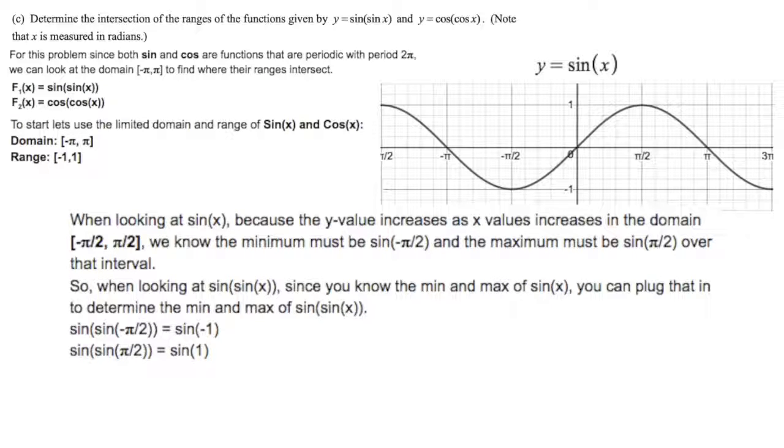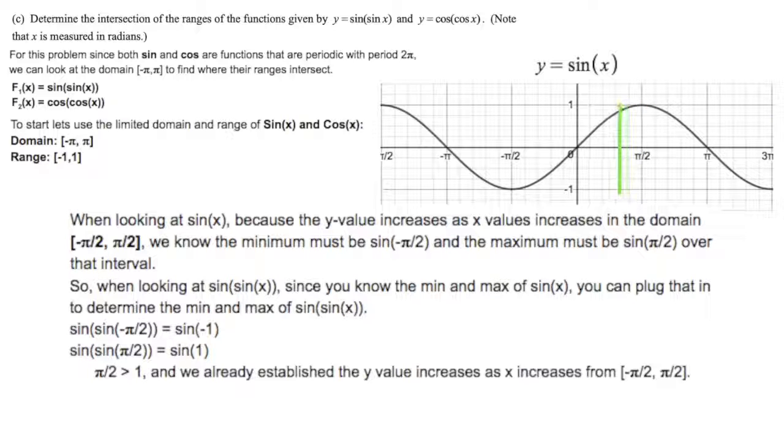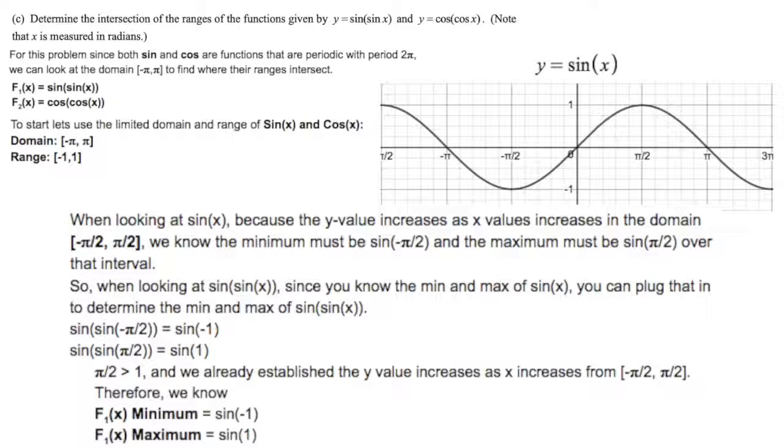So sine of negative pi over 2 equals sine of negative 1, and sine of pi over 2 equals sine of 1. Pi over 2 is greater than 1, and we already established that the y value increases as x increases from negative pi over 2 to pi over 2. Therefore, we know that the minimum of f1 of x must equal sine of negative 1, and the maximum of f1 of x must equal sine of 1.